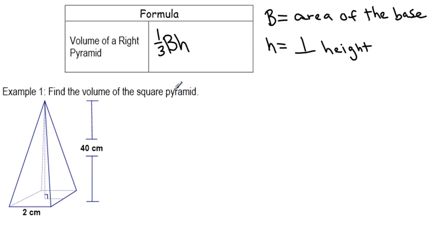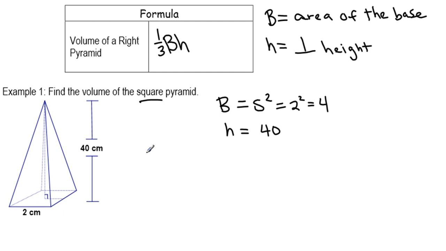So the first example, to find the volume, we want to break it up. First, we want to figure out what the area of the base is. And the base here is a square. Since it's a square, the formula is to take one of the sides and square it. That's going to be 2 squared, which gives us 4. So we have the area of the base. Then the height, which is given to us, is 40 centimeters.